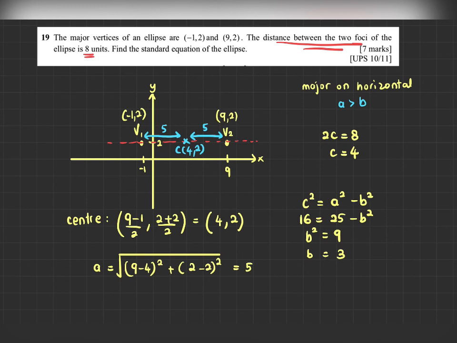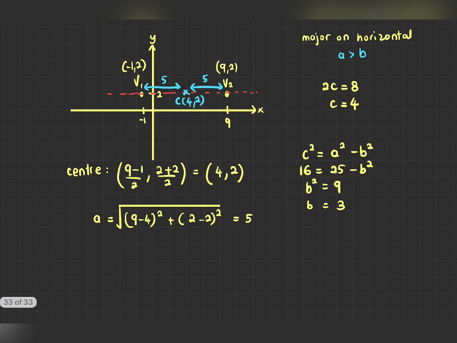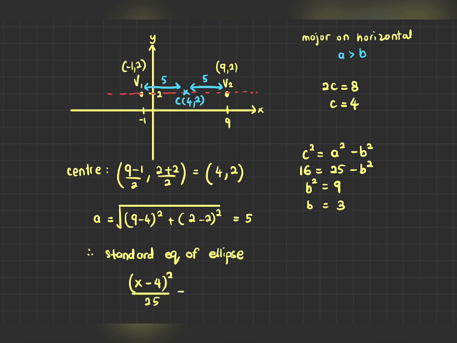Okay, so the question is asking for standard equation. Dia tak minta kita lukis apa-apa. So kita bagi dia standard equation. So therefore standard equation is x minus h, h kita adalah 4, square over a square plus y minus k square over b square equals to 1.